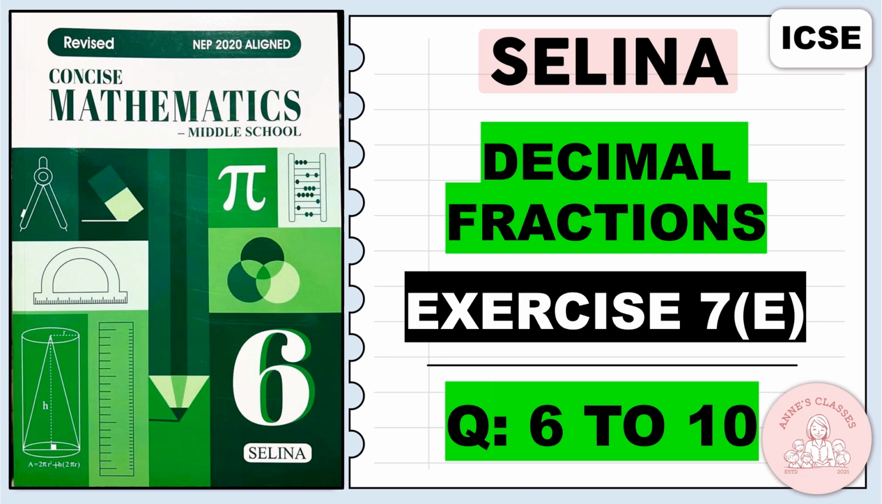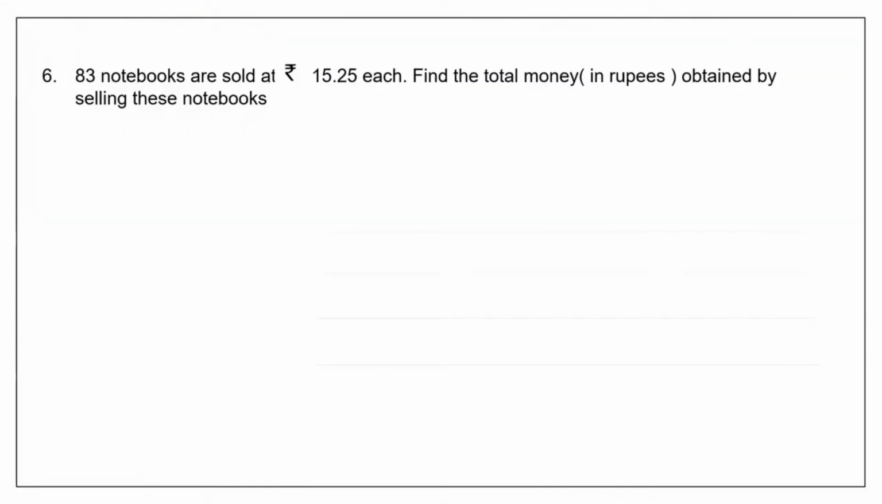Let's do decimal fractions, exercise 7E. So question 6. 83 notebooks are sold at 15 rupees 25 paise each. Find the total money in rupees obtained by selling these notebooks. Okay, so here we are told how many notebooks there are and the price of each notebook.